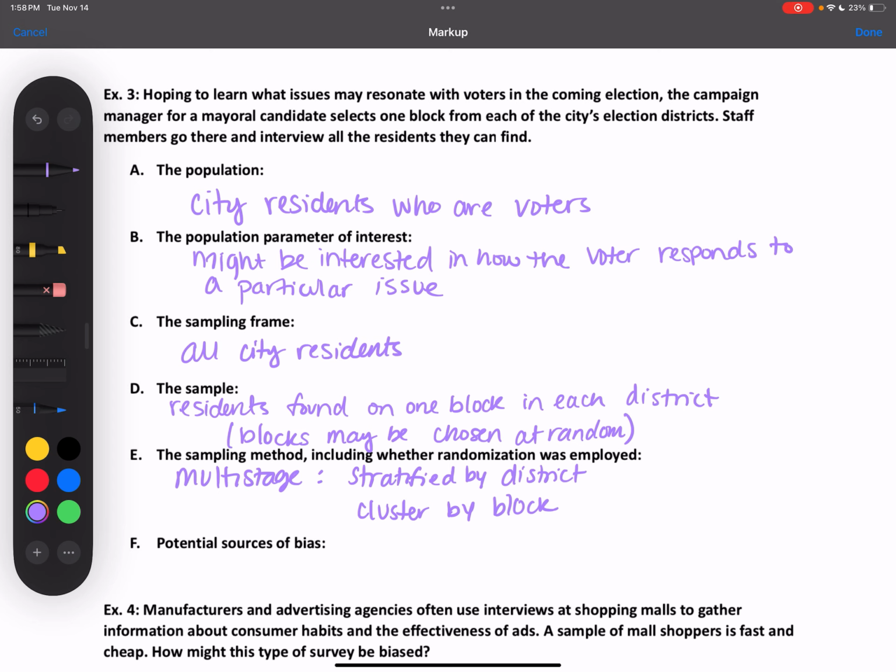Now, it doesn't specify that it was random. Okay? So if they had said, you know, in each district they randomly chose a block, then we could say it was random. The other thing, with it being random or not, would be not going just to one specific block, but randomly choosing houses around the area. So this one would be no randomization either.